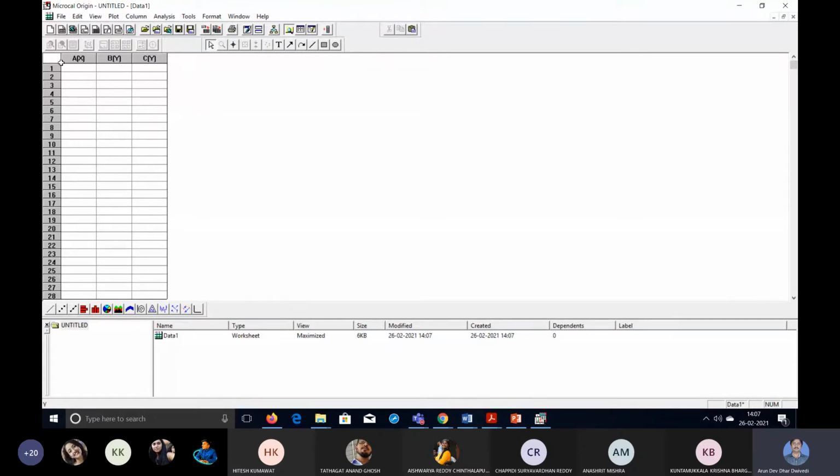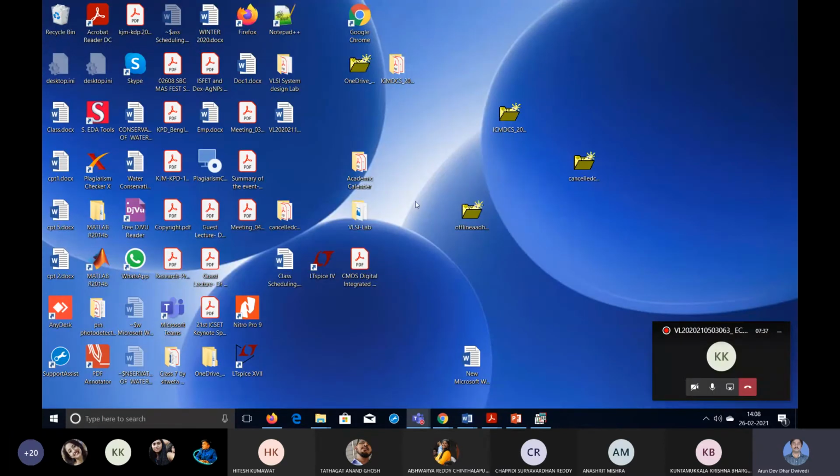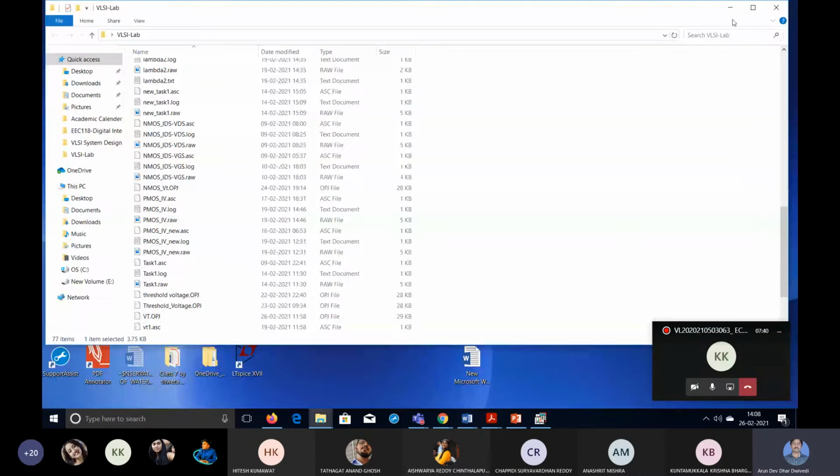I need VGS on the x-axis, that is column A. X-axis is column A. B is also a y-axis, C is also a y-axis, but in B we can put ID. In C we can calculate underroot ID with the help of this Origin software. So first the original data which we exported in the last lab, that is ID versus VGS, we have already exported. That data we can find in the folder where we are working. We are working here in this VLSI lab.